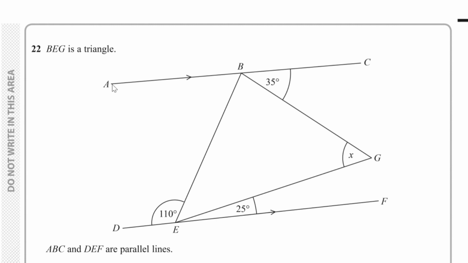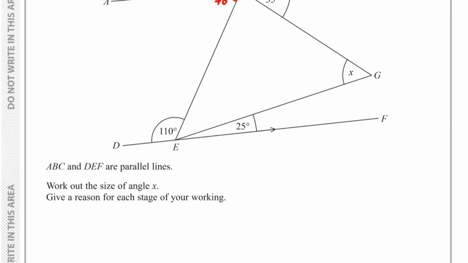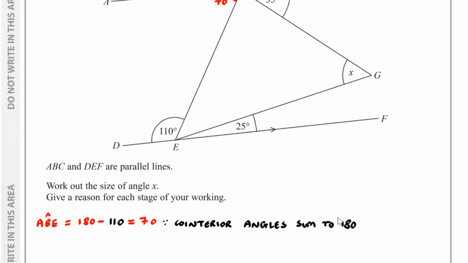Question number 22. BEG is a triangle. ABC and DEF are parallel lines. We have to work out the size of the angle X. Give a reason for each stage of your working. Well, first of all, what we have here are co-interior angles. So this angle here is 70 because ABE here is 70, and that's because we've got 180 take away the 110, which is 70. So co-interior angles sum to 180.